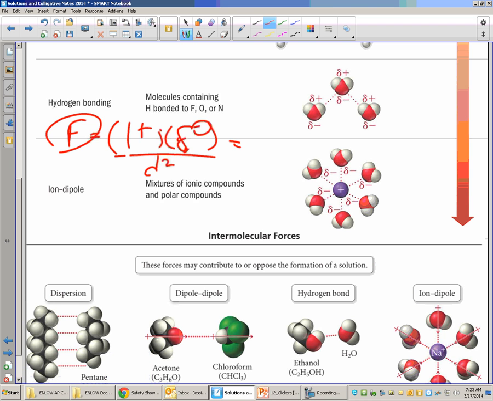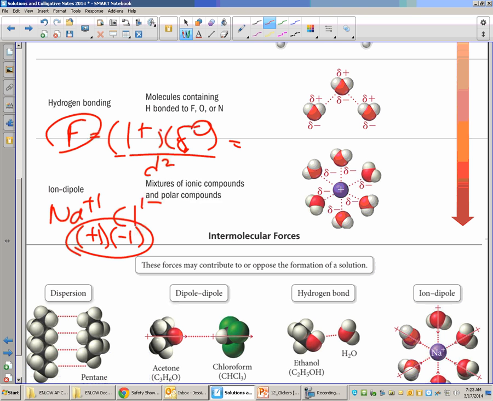That's why ionic compounds like NaCl, with 1 plus and 1 minus charges, have a large lattice energy, versus the partial charges of all these things that are hydrogen bonded or dipole-dipole. Does that kind of make sense?